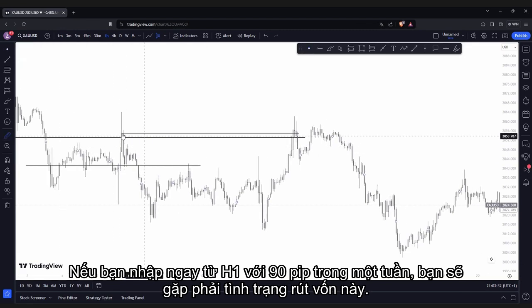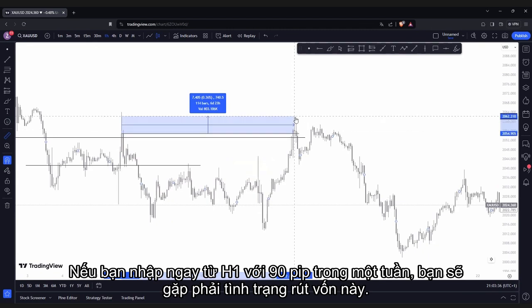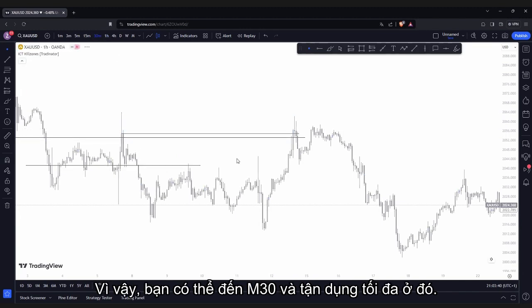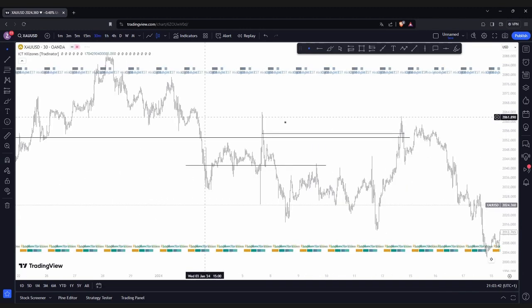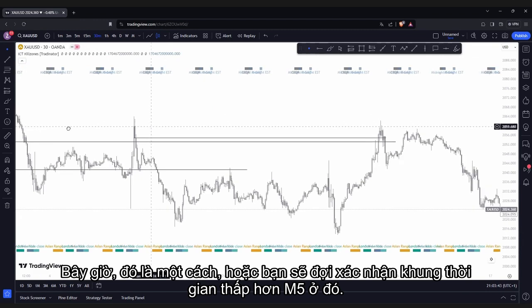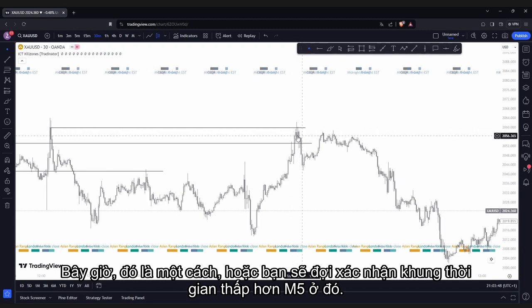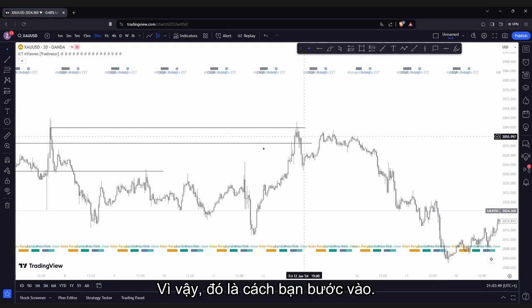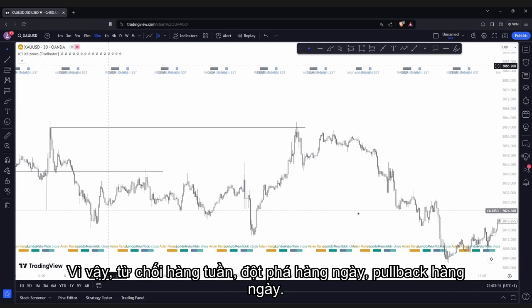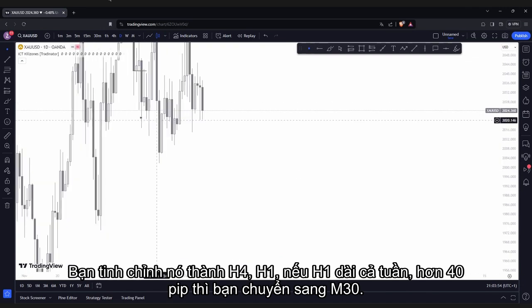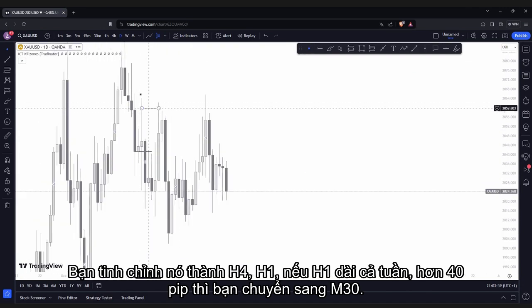If you enter instantly from H1 with 90 pips in a wick, you're going to have this drawdown. The drawdown here is the reason for this wick. So you can go to the M30 and take the extreme there. Now, that's one way, or you would wait for the M5 lower time frame confirmation there. So that's how you enter. Weekly reject weekly, daily breakout, daily pullback, you refine it to H4, H1, and if H1 has a long wick, more than 40 pips, you go to the M30.